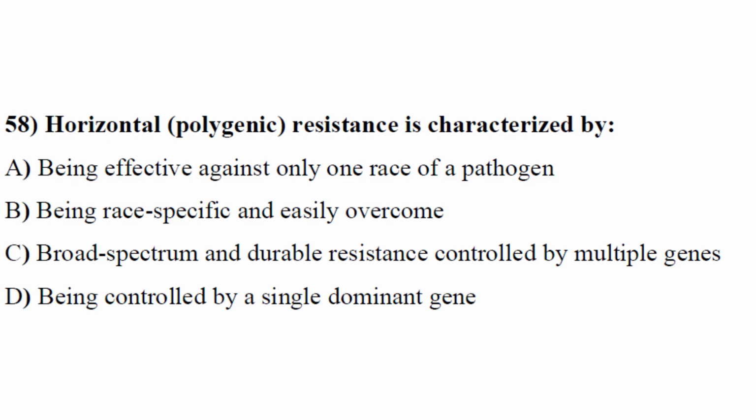58. Horizontal, polygenic, resistance is characterized by: A. Being effective against only one race of a pathogen. B. Being race-specific and easily overcome. C. Broad-spectrum and durable resistance controlled by multiple genes. D. Being controlled by a single dominant gene.